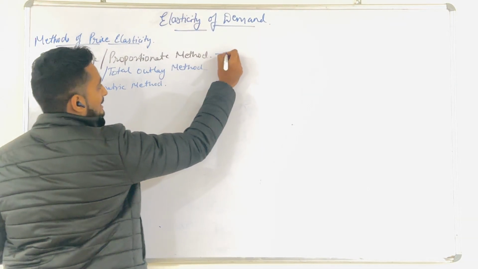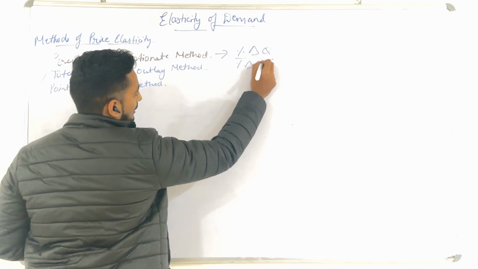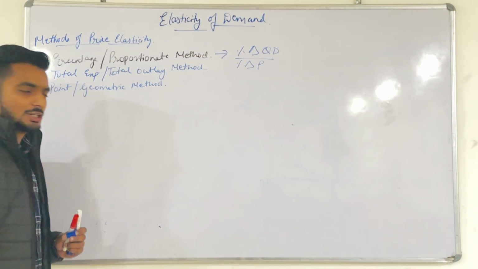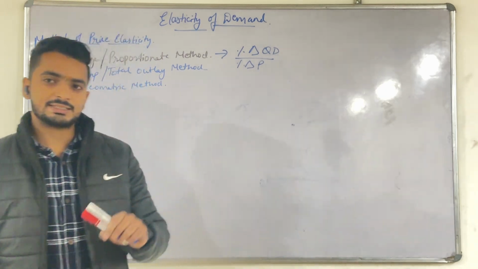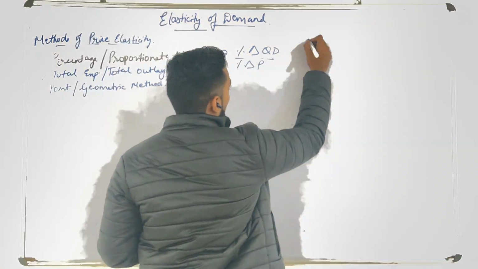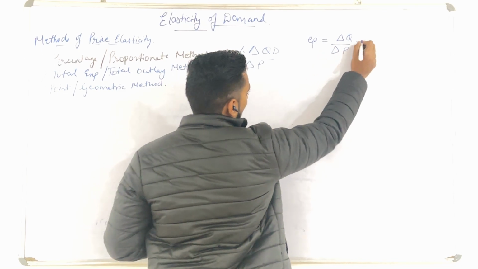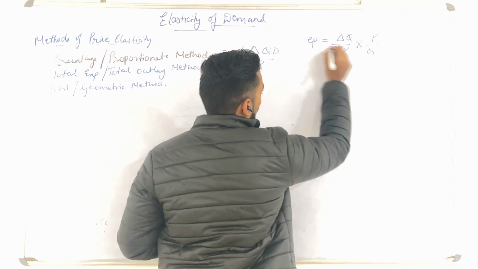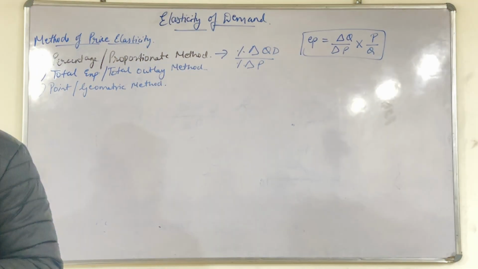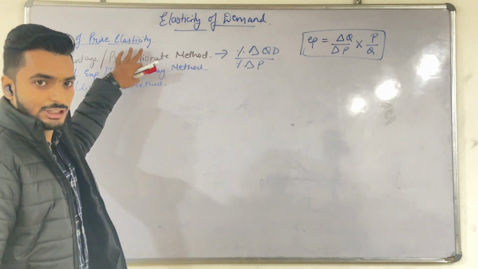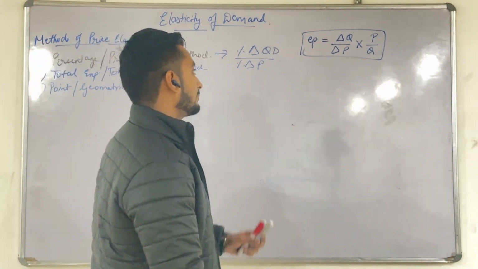Percentage method means percentage change in quantity demanded upon percentage change in price. You will get numericals from this chapter. The formula for calculating numericals will be EP is equal to change in demand upon change in price into original price upon original demand. So this formula you will use for calculating the percentage method.